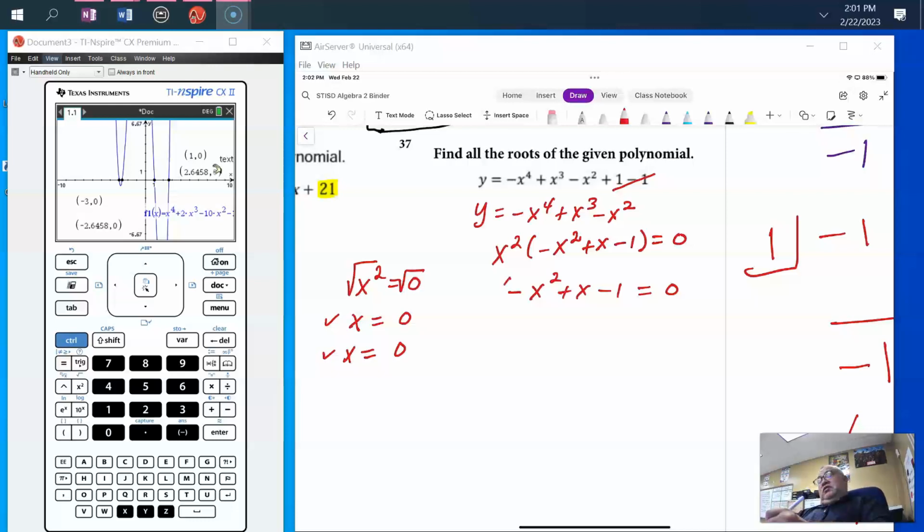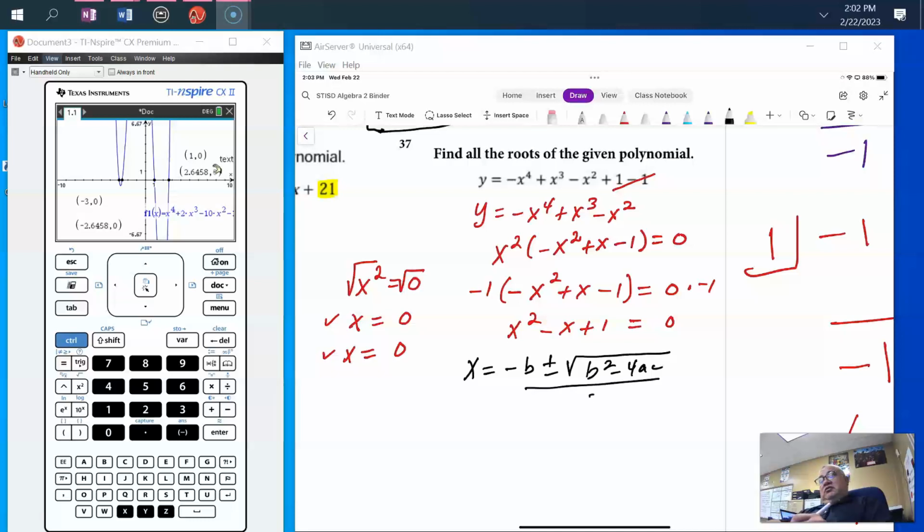I don't want to deal with a negative leading coefficient, so I multiply both sides by a negative. So you have x squared minus x plus 1 equals 0. Now, there aren't any factors that will add up to give you negative 1, so I'm going to have to use the quadratic formula. By the way, I'm going to give you the quadratic formula. You're going to have it available. So x equals negative b plus or minus the square root of b squared minus 4ac, divided by 2a.